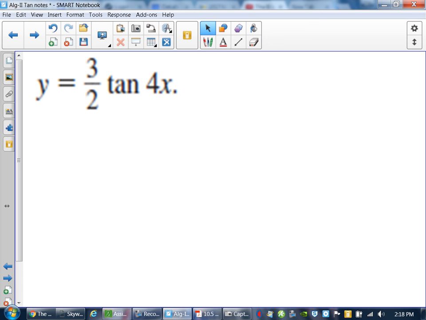So here we have y equals 3/2 tangent of 4x. Just like we did yesterday, always start, or the past 2 days. What's your A? 3/2. What's your B? 4, which means your period, pi over 4, bingo, pi over 4.